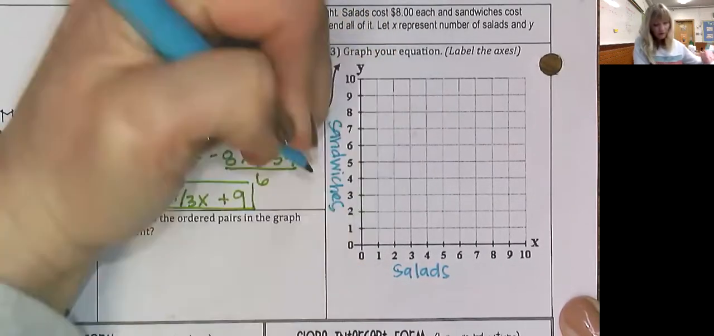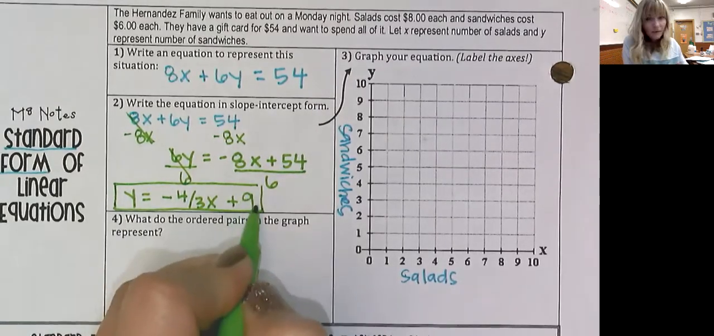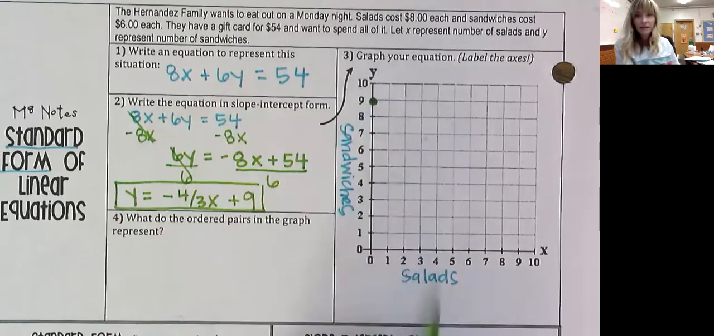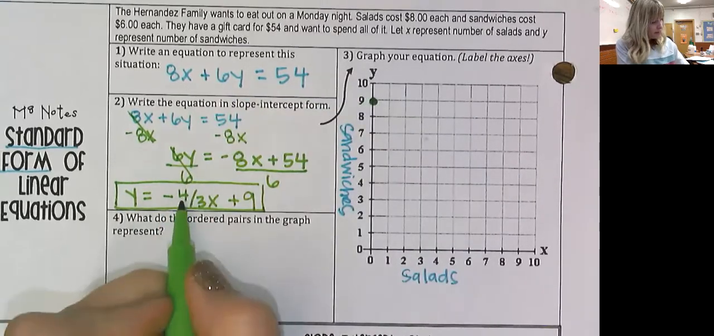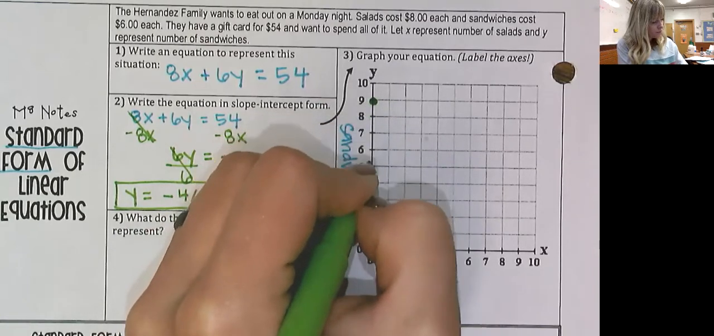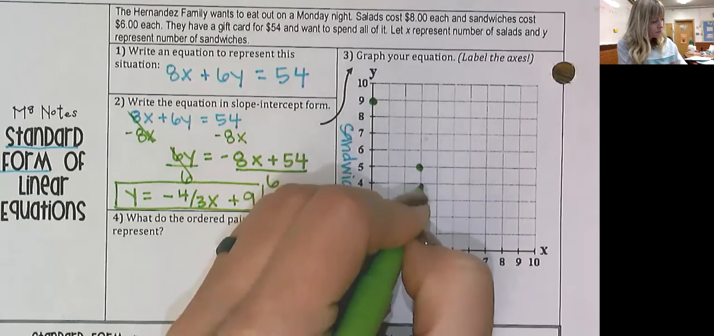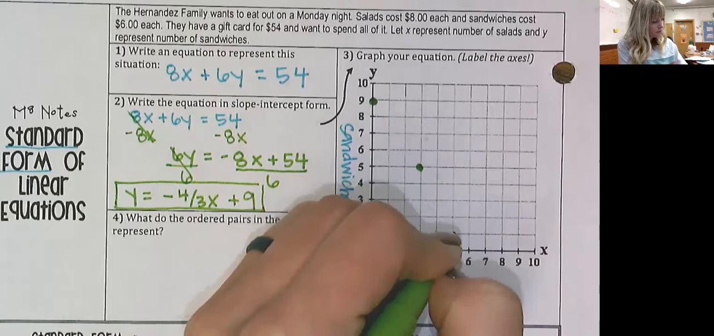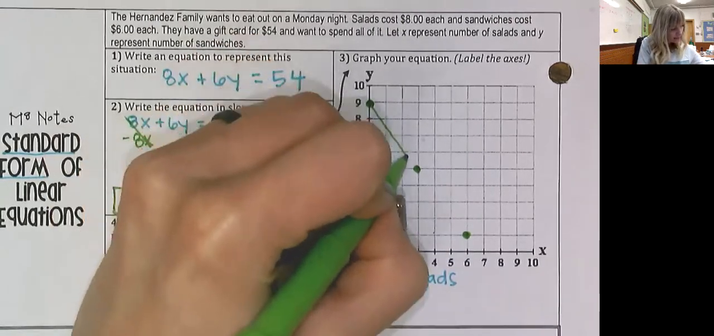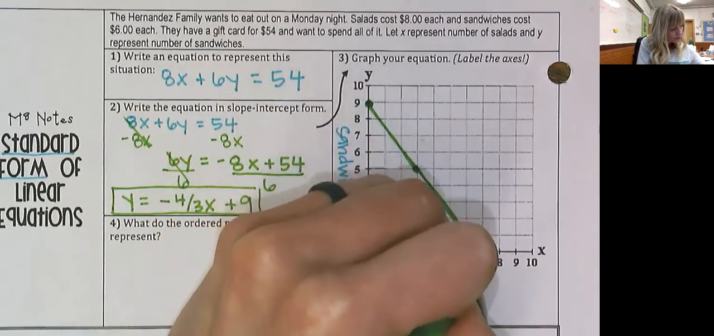And I'm going to use my graphing skills because I got this in slope-intercept form. I know that this 9 is the y-intercept. So look what I do. I come up here and start at 9. And then from there, I'm going to go down 4. So 1, 2, 3, 4, over 1, 2, 3. And then I'm out of room here, so I can draw this line. And this green line represents this situation.